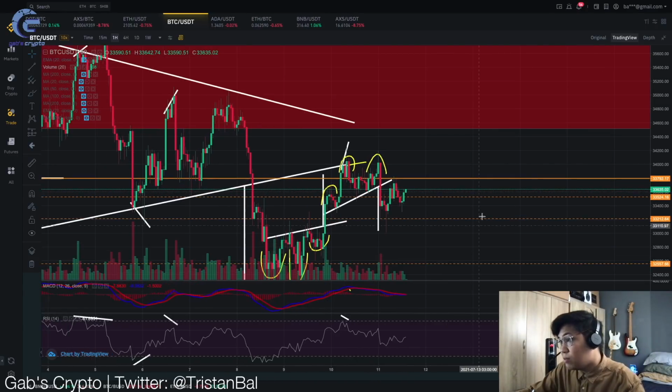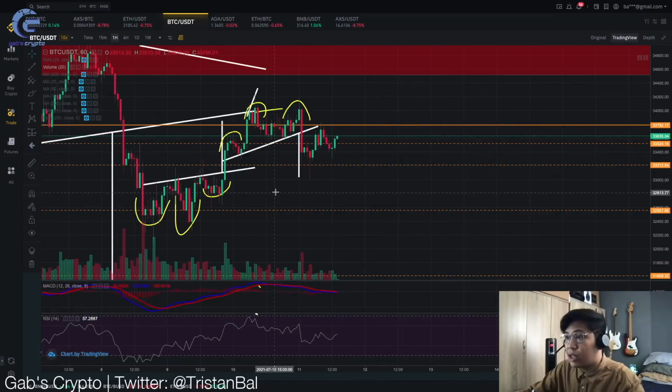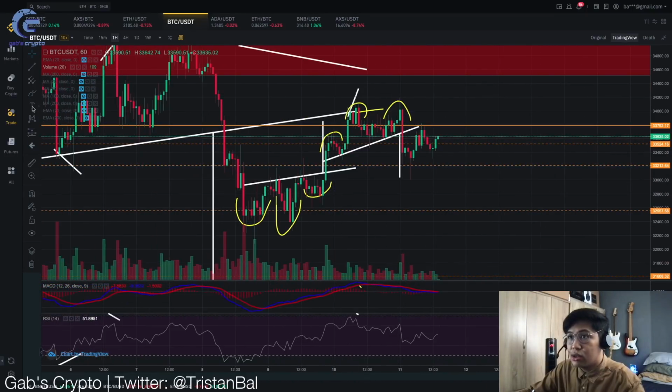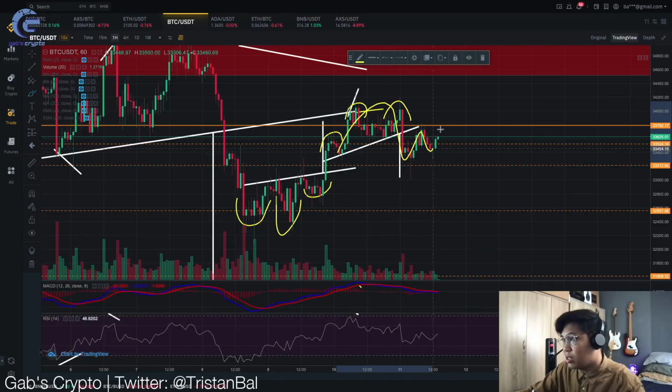So ganito yung movement na nangyayari ngayon. So previously, meron tayong nag-form na inverse head and shoulders. And then we broke to the upside. And then after that, nagkaroon naman tayo ng next action which is head and shoulders naman, which is a trend reversal to the downside. Ngayon, ano ba yung next movement niya?